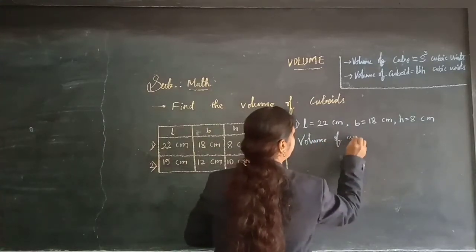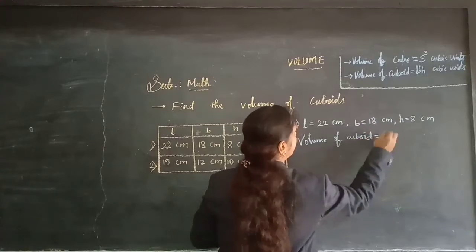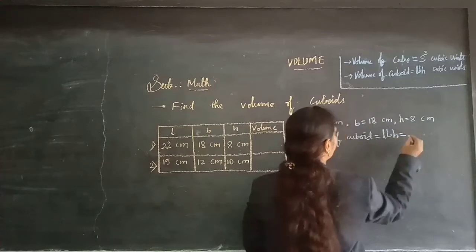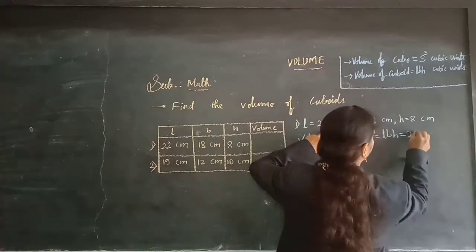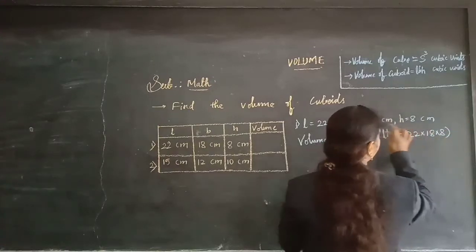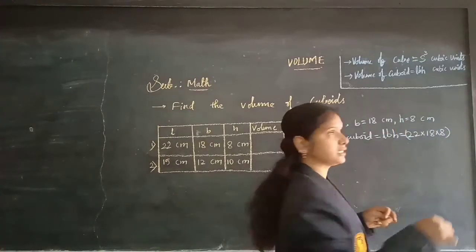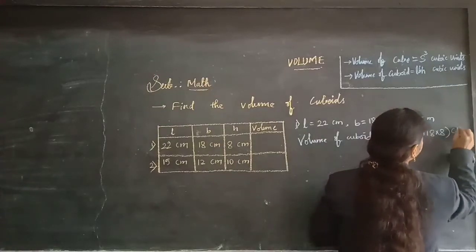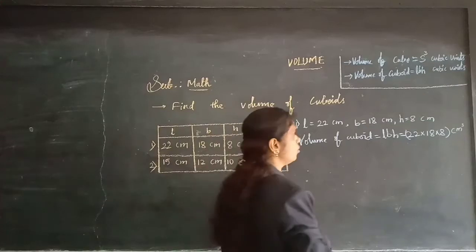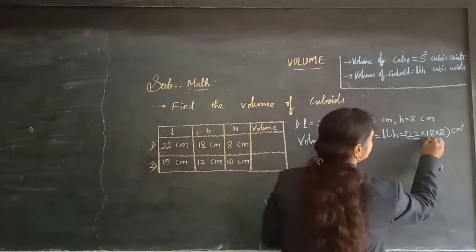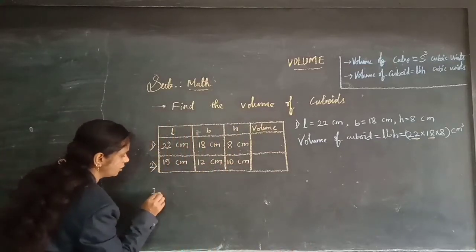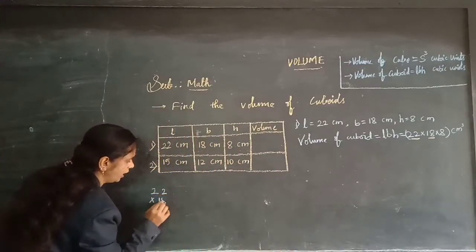Volume of the given cuboid is LBH, children. LBH means 22 into 18 into 8, and the units are centimeters. Cubic units means centimeter cube. Now I am multiplying 22 into 18.